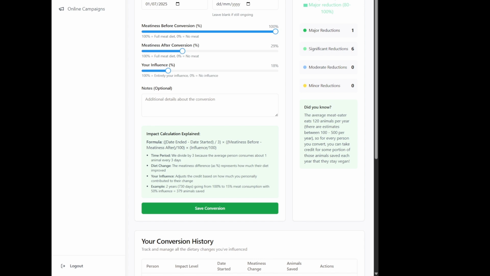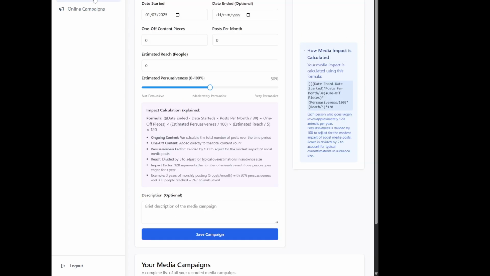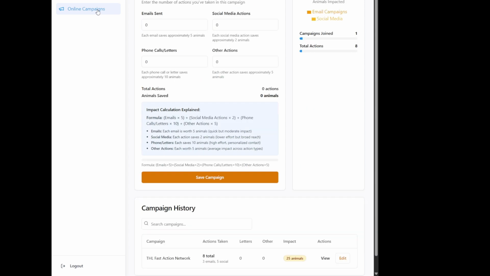Sorry, show me the rest. Those are pretty much the main parts. I mean, this is the one bit where the numbers don't quite work at the moment. I think this is currently assuming that everyone who sees your social media posts instantly goes vegan. So probably want to refine that. Just slight overestimation there.